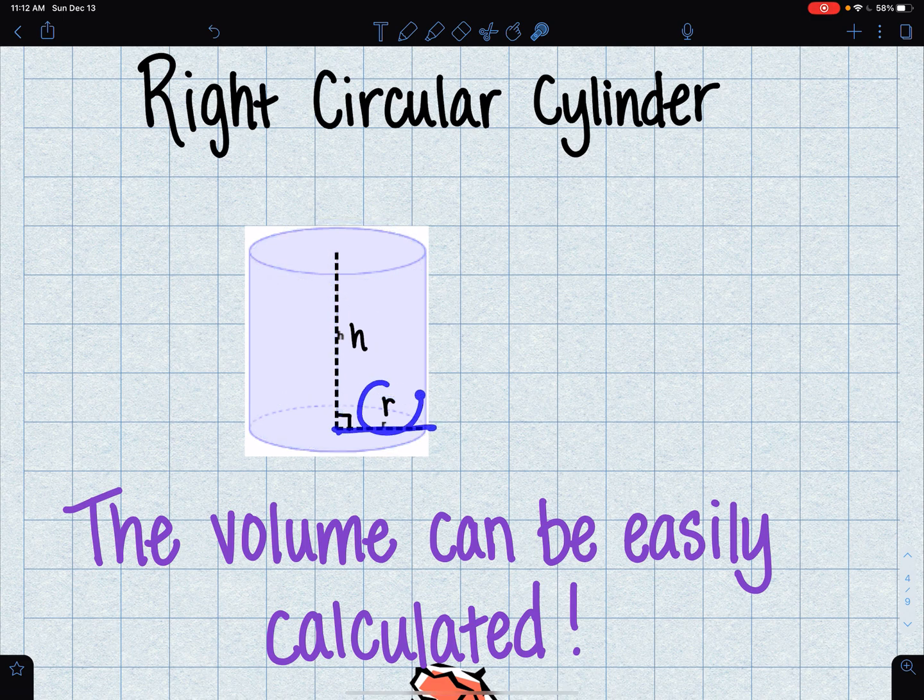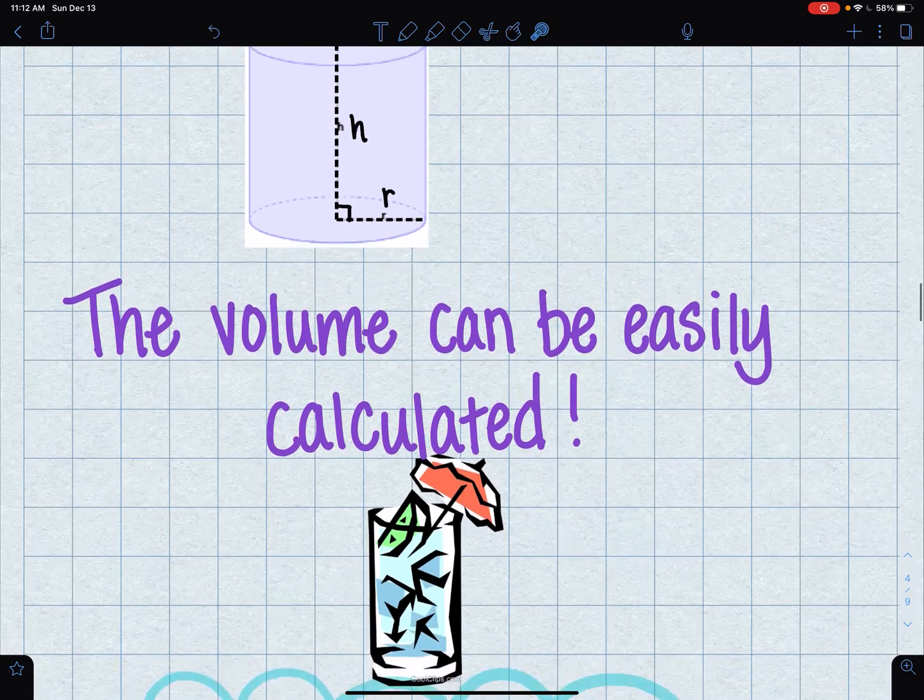And this distance, since it's a circle, you can get a radius right there. And this is a right angle. Those are the important points. Now, if it is true that you have a right circular cylinder, then the volume can be easily calculated.